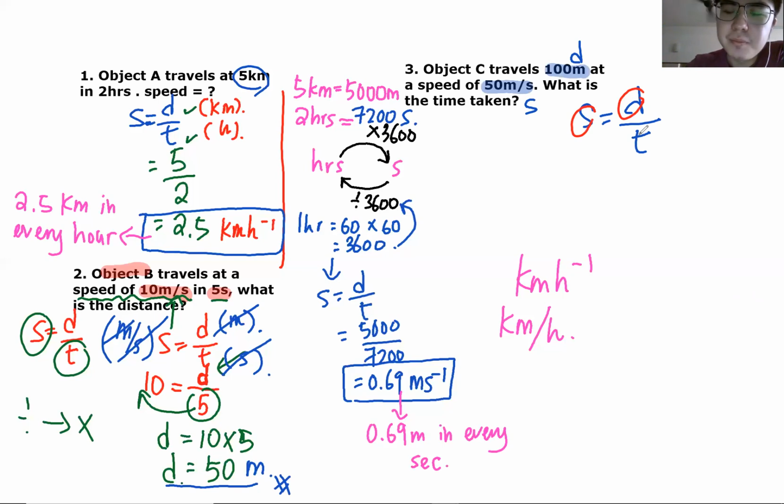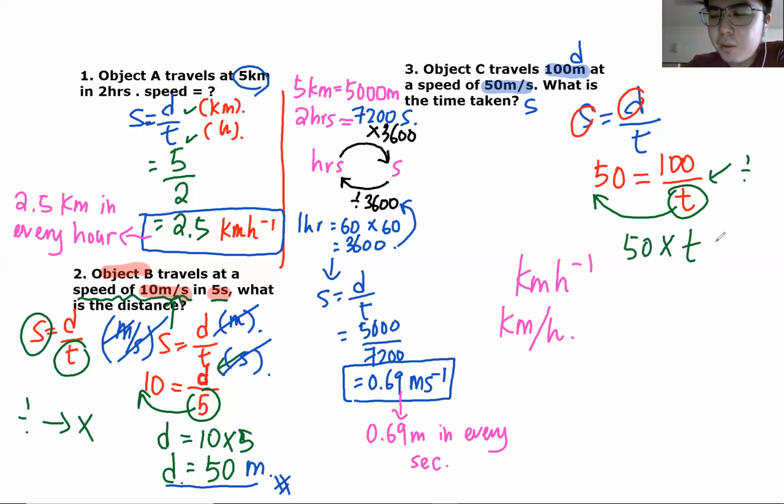You want to find the time taken. Now let's put in the numbers first. Speed is 50 equals distance 100 divided by time. Only time is unknown here. So we want to find time. Now, first you move the time, since it is under the denominator of the fraction, below the fraction. You have to cancel out the fraction first, by moving time over here. Initially this is divide. You move to the other side, it becomes times. So 50 times time equals 100.